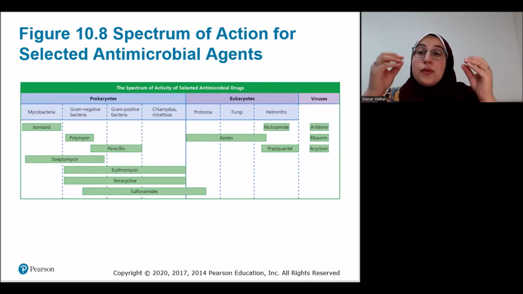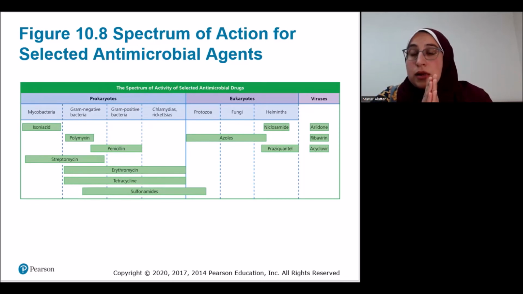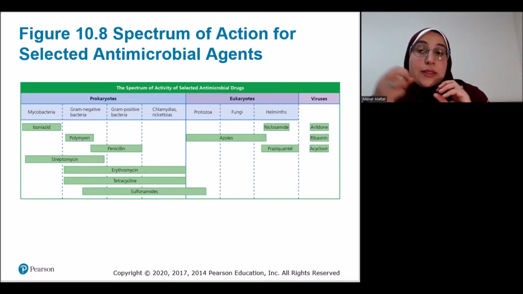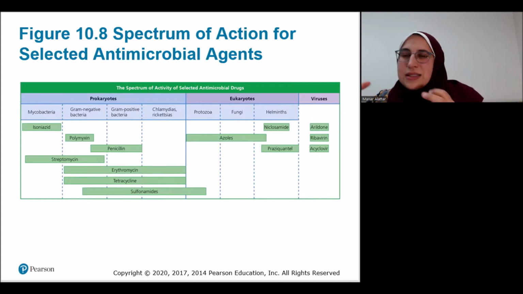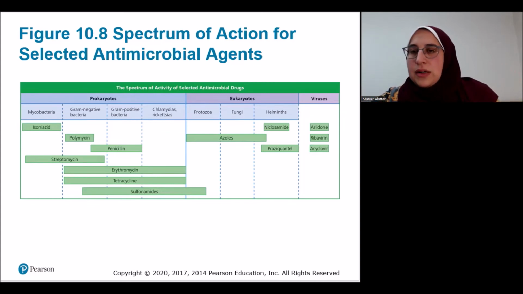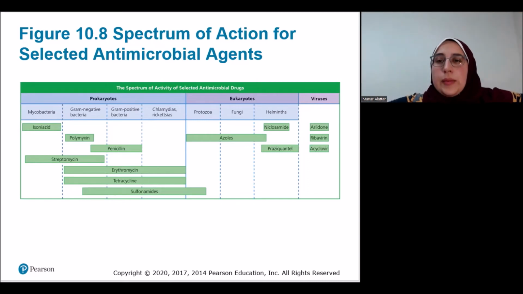And then you have even really narrow spectrum antibiotics, like rifampin, which is specifically for tuberculosis, and some infections of meningitis that are specifically caused by various species of Neisseria. Or your antivirals that are specific to the virus that they work against. And so you can see how we go from really broad spectrum to really narrow spectrum.